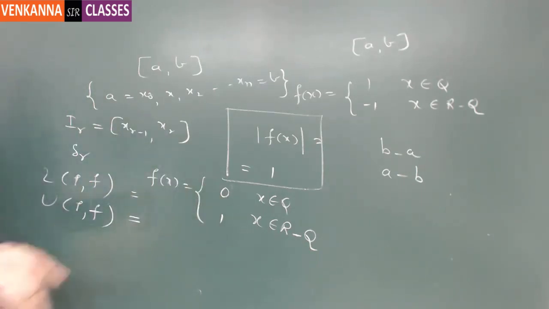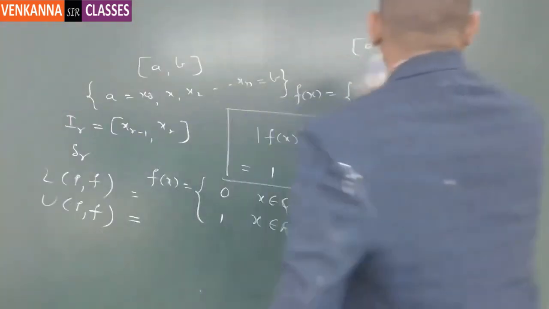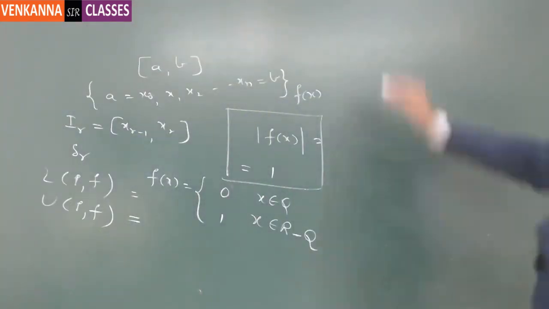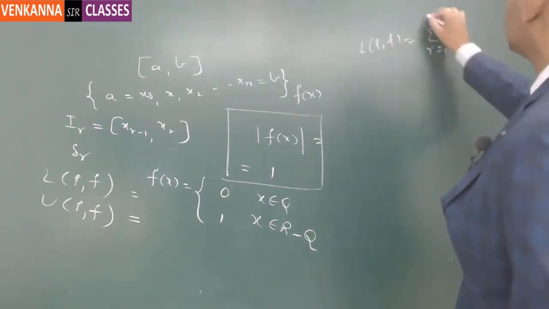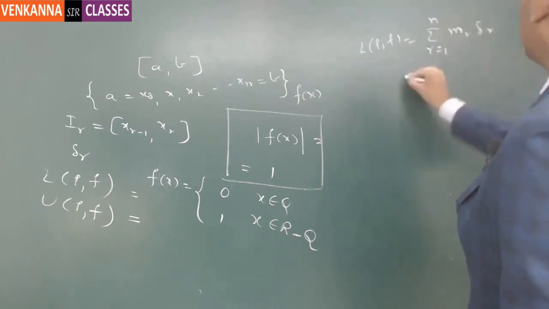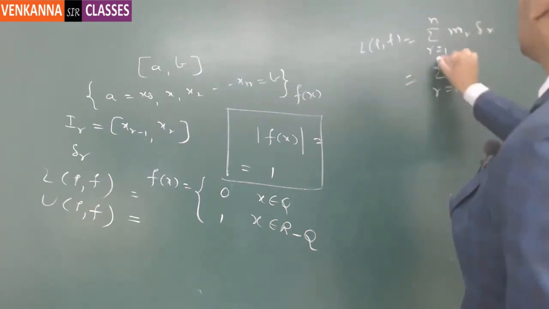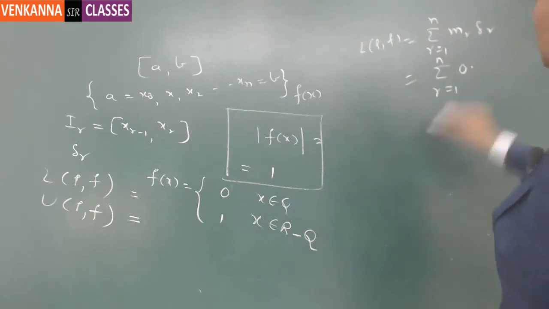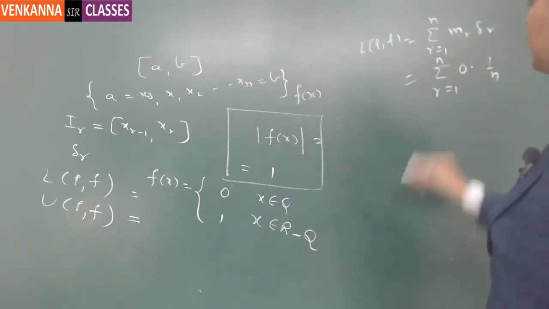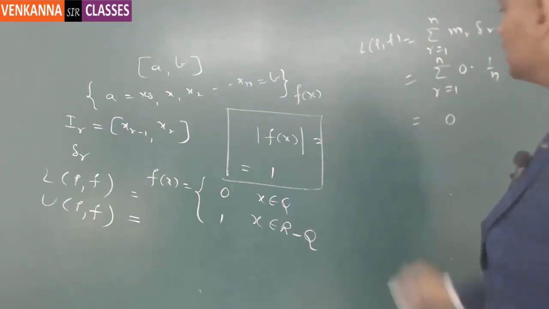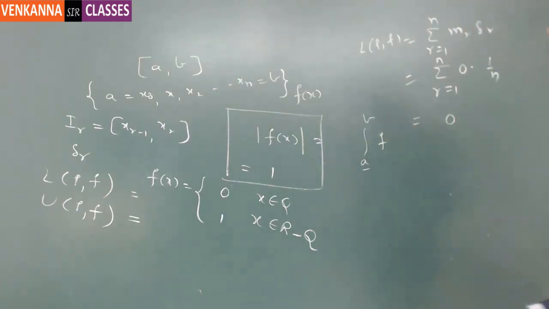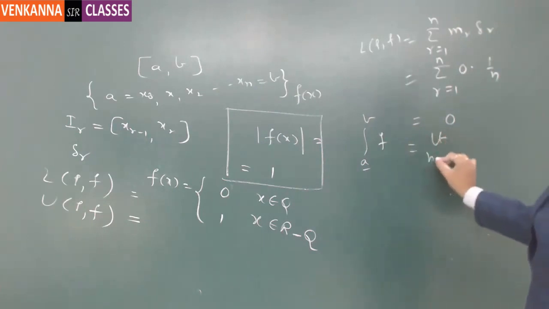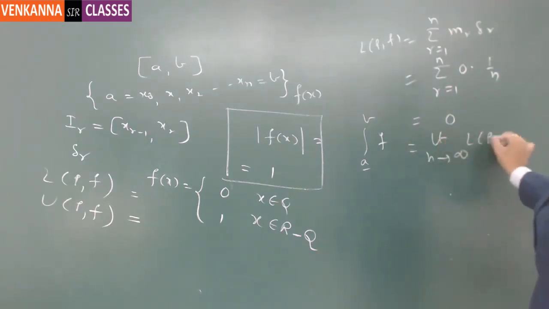So if you calculate U(P,f) and L(P,f) as well, let us write L(P,f): summation r is equal to 1 to n, m_r delta r, which is equal to summation r is equal to 1 to n of 0, because delta r is 1 by n since you are taking n parts. So it is nothing but 0. If you calculate the lower integral from a to b, it is limit n tends to infinity of L(P,f), which is nothing but 0.